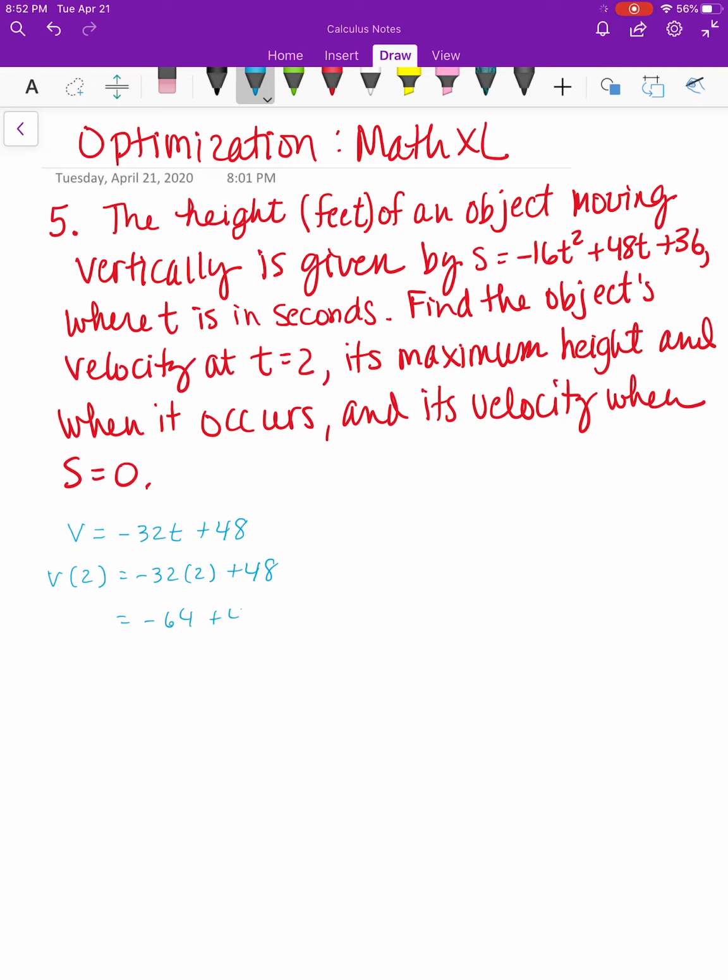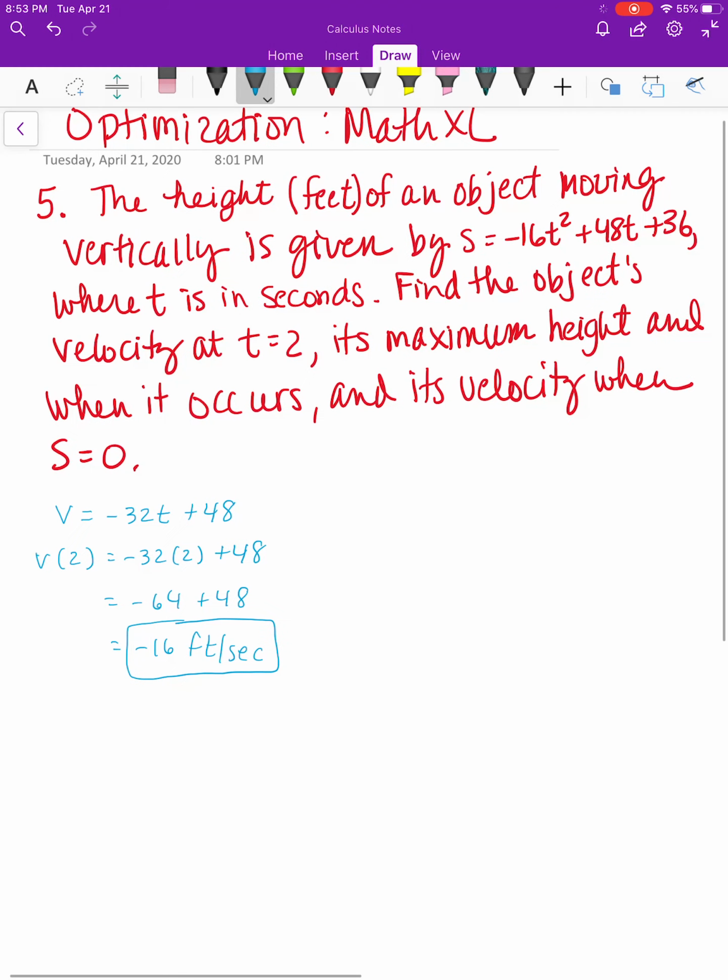So we would have to take the derivative of the position s, and that's going to give us negative 32t plus 48, and they want the velocity at 2, so that's going to be negative 32 times 2 plus 48, negative 64 plus 48, negative 16 feet per second. So that is answering that first question. The second question, they want its maximum height and when it occurs.